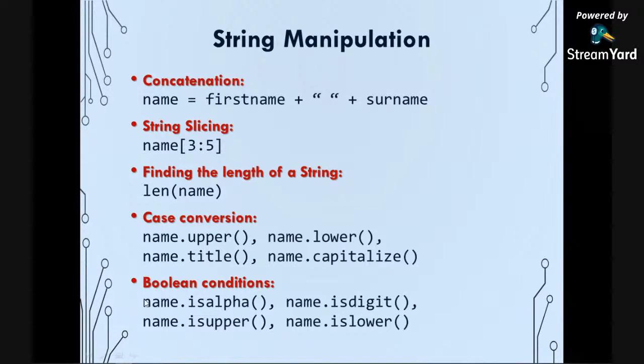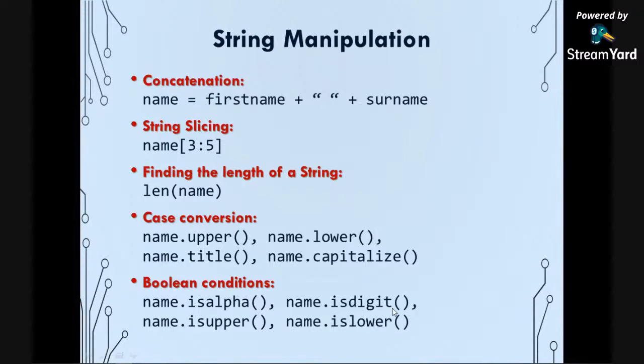Other things to consider, Boolean conditions. So name.isalpha. isalpha is basically asking, does this string only have characters from the alphabet in it? So name.isalpha would be checking John space Smith. Well, all the letters are in the alphabet, but the space isn't. So that would return false. But if it was just John, then it would return true.